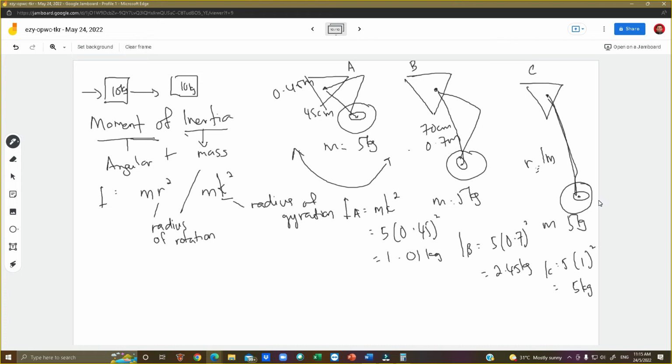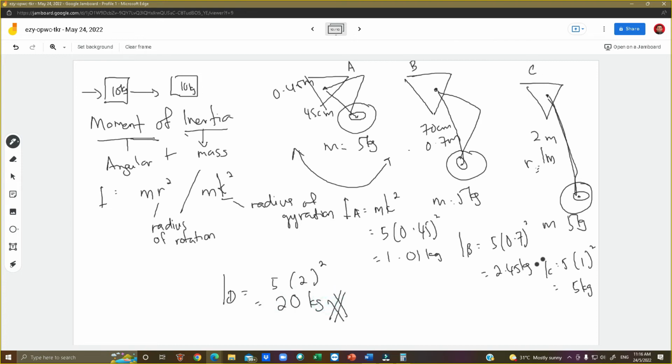Yes, it can go more than that. Habis kalau radius of rotation dia besar, let's say radius of rotation dia 2 meter. Radius of rotation 2 meter. So we have I equals to 5 times 2 squared equals to 20. 2 kali 2, 4. 4.